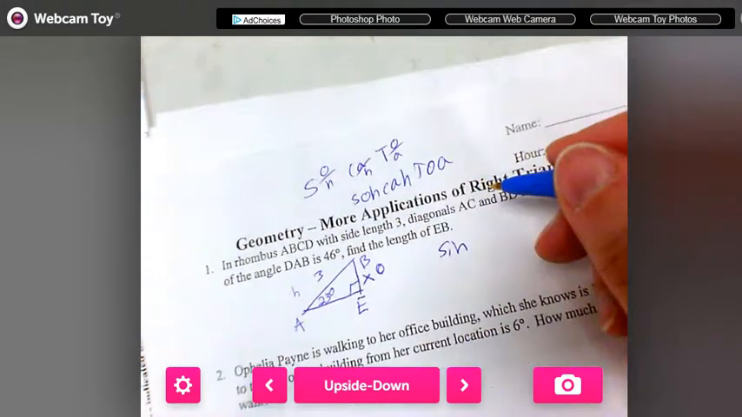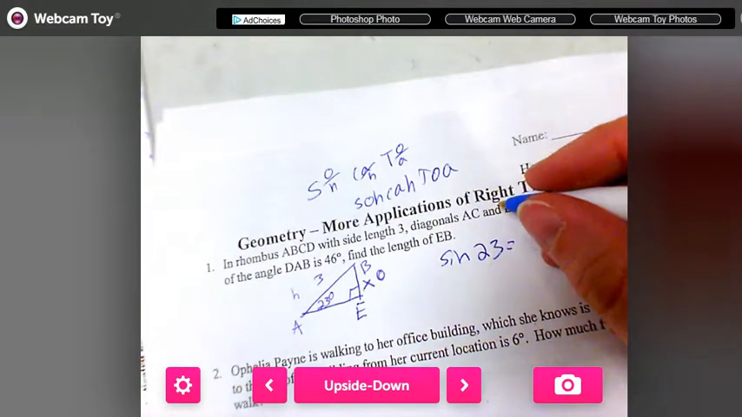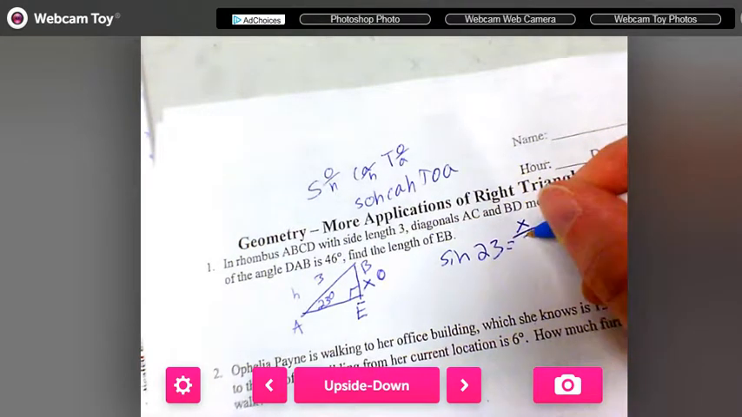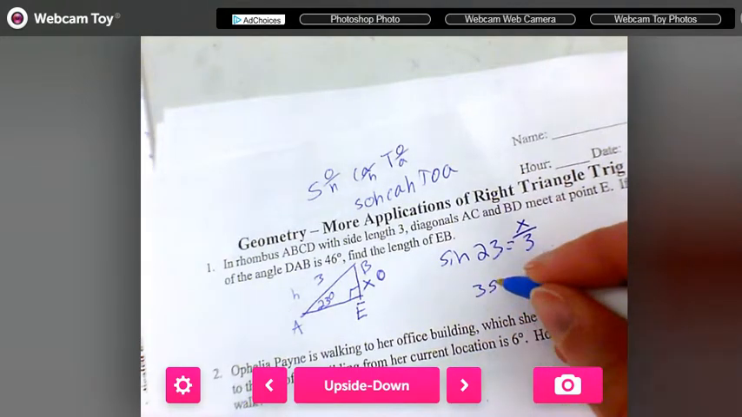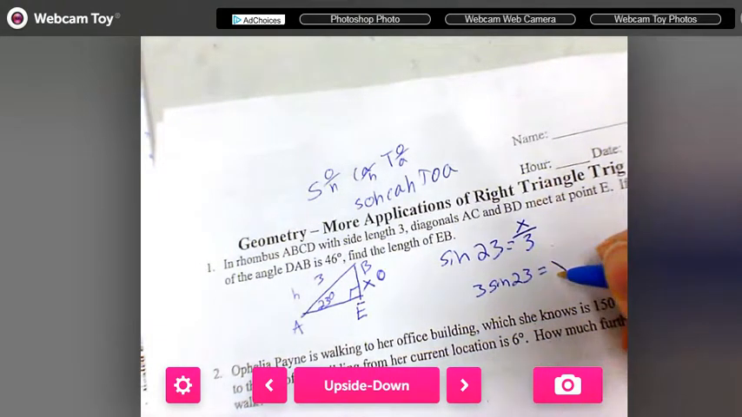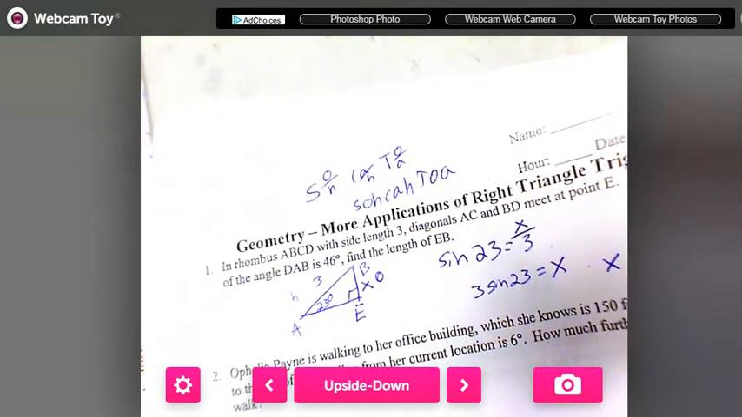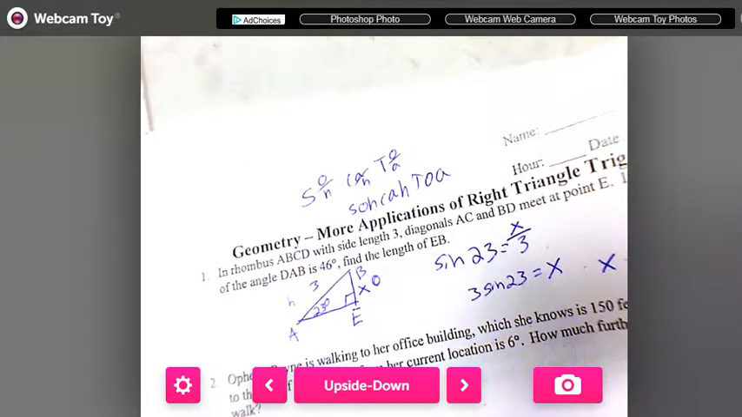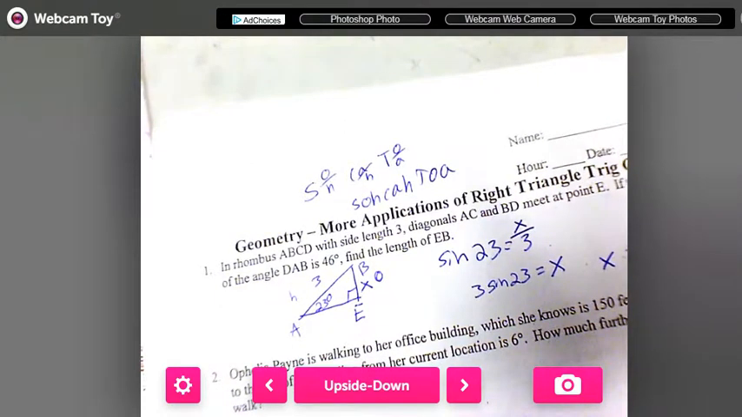Sine of 23 equals opposite over hypotenuse. So I'm going to get 3 sine 23 equals X. And then we're going to put that in our calculator. So X equals what? Try plugging it in your calculator. I want to make sure you know how to do this. 1.17? And it doesn't give me units, so I'm just going to say units.